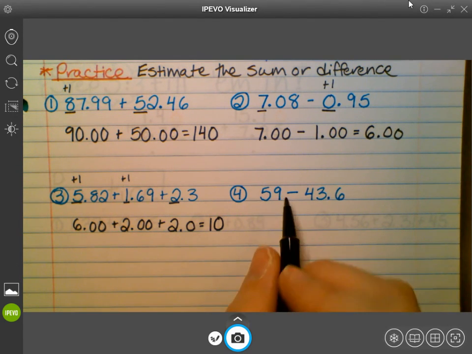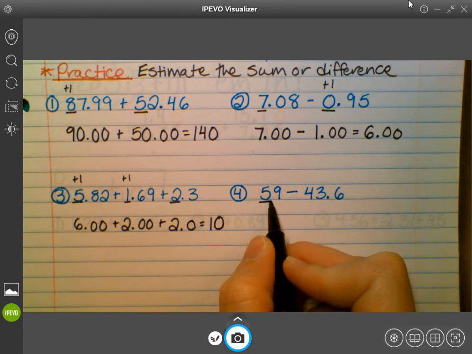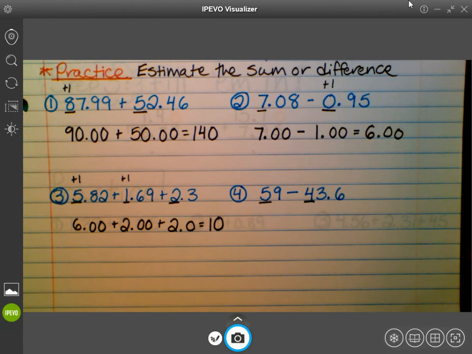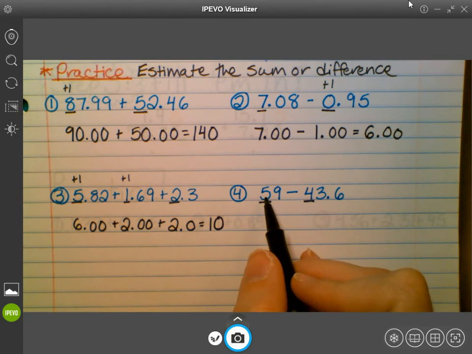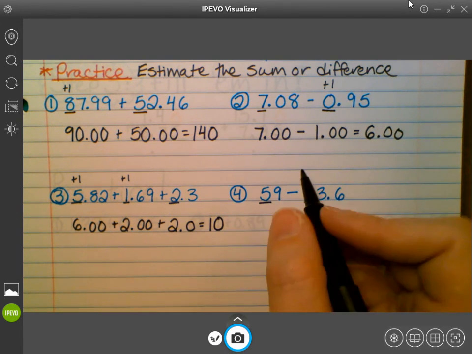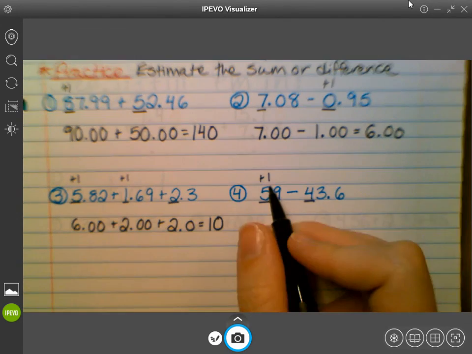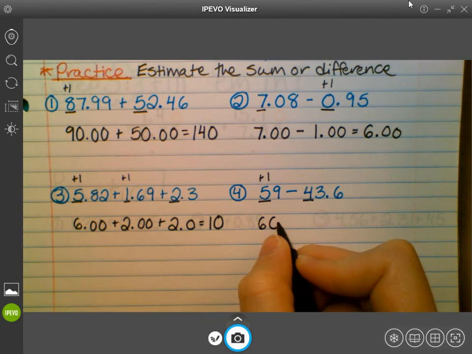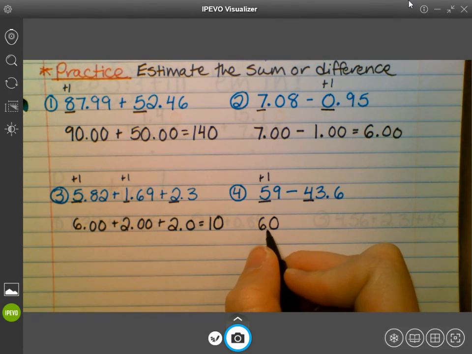And then number 4. Underline our largest place values, excuse me. For both of them, it's a tens place. So my first number, I underline the 5. I look next door, it's a 9. That's 5 or more, so I add one more. 1 plus 5 gets me 6. Everything else becomes zeros.